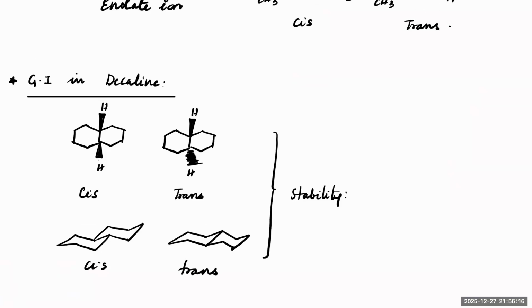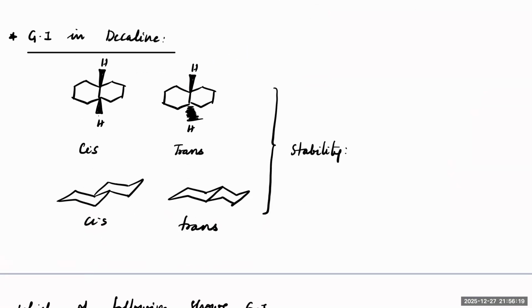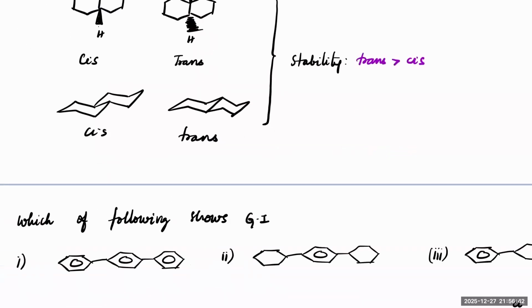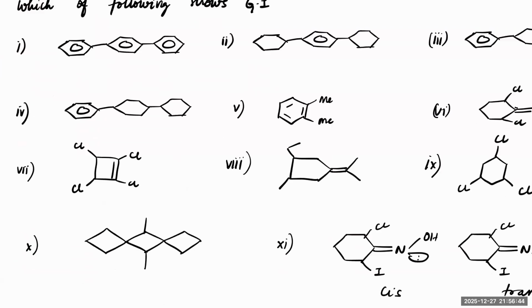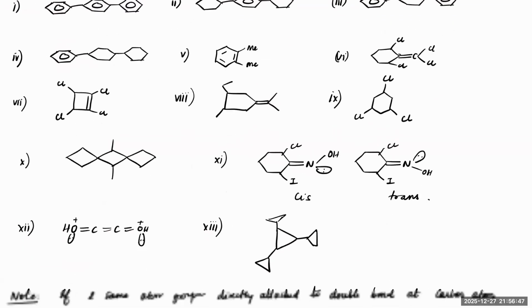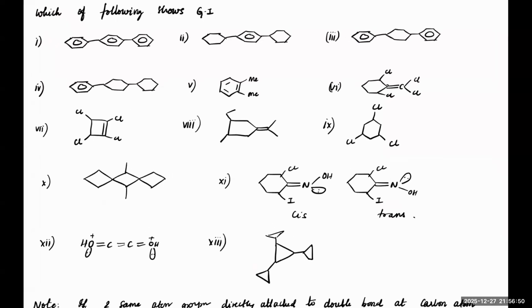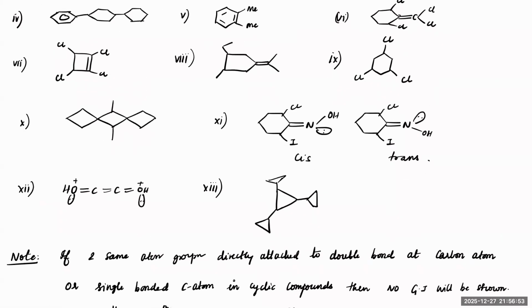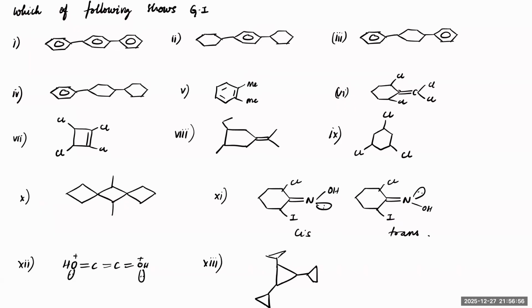And lastly, geometrical isomers in decalin. Decalin means 10 carbons in a ring structure like this. Here we can have two hydrogens on the same side, or one hydrogen up and one hydrogen down like this. So we can have cis and trans isomers. This is basically how it looks. Usually again, trans is more stable than cis in this case. Now, these are the cases you need to check whether they are showing any geometrical isomers or not. Clear, everybody?